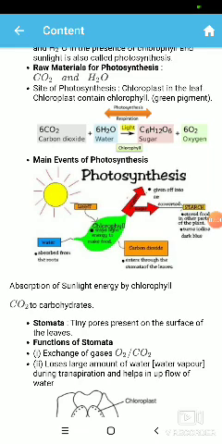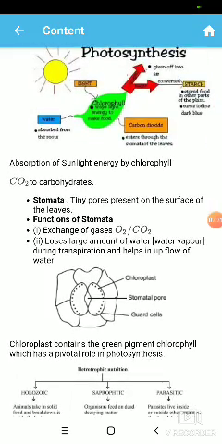Site of photosynthesis: chloroplast in the leaf. Chloroplast contains chlorophyll, the green pigment. Chlorophyll gives the plant its greenish color. Only the green plants make their own food by the process of photosynthesis. Main events of photosynthesis: absorption of light energy by chlorophyll, and conversion of CO2 to carbohydrates.